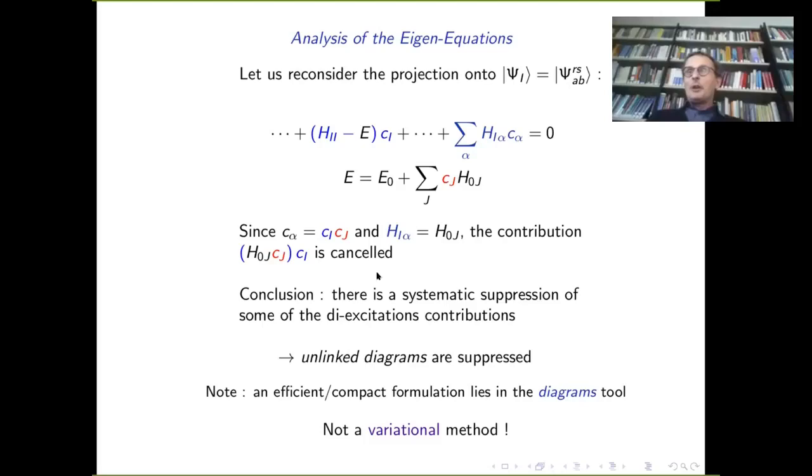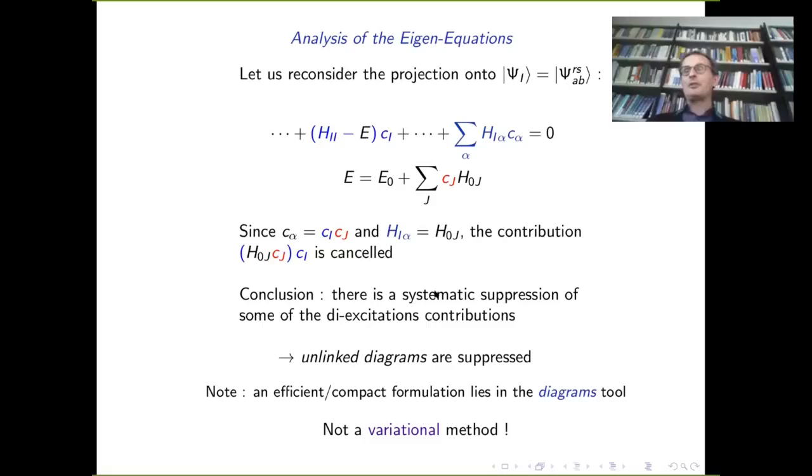If we go back to the equation that I wrote previously, what you may observe is that the quadrupole excitation C alpha being a product of the double excitation, there's a systematic cancellation of some terms coming from this contribution and from those coming from here, for a very simple reason. So this means that there is a systematic suppression of some of the de-excitation contributions, and that's something very important. But again, unfortunately, I don't have much time to go into too many details, but this can be seen by simply plugging in the relation that we have demonstrated previously.